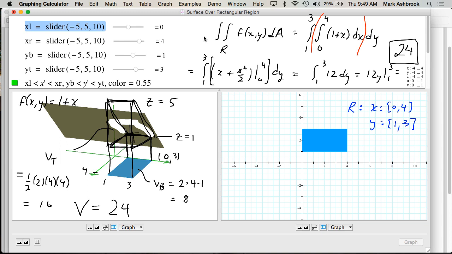One thing you have to get used to is that we're going to be working in R2 like this with these regions. But then if you drew it in R3, everything's turned 90 degrees. Right? So do you see that this region is exactly the same as this one? X varies from 0 to 4, Y varies from 1 to 3.